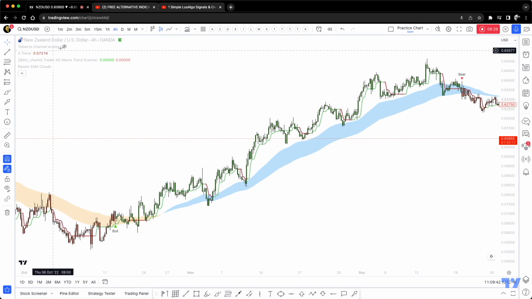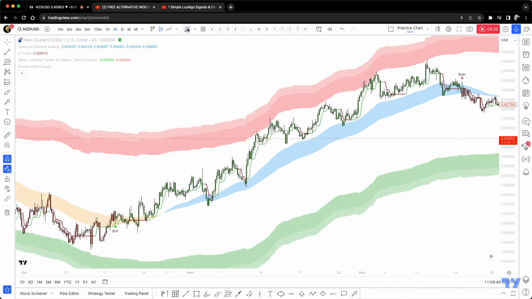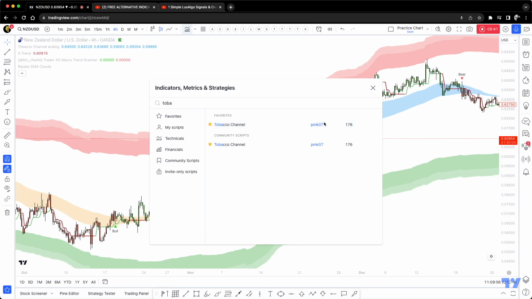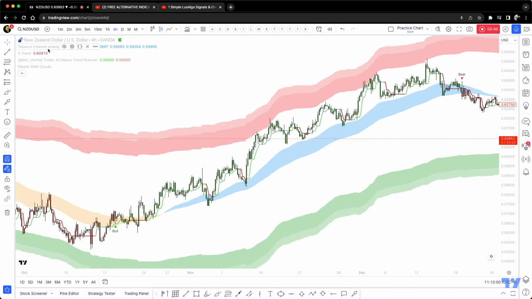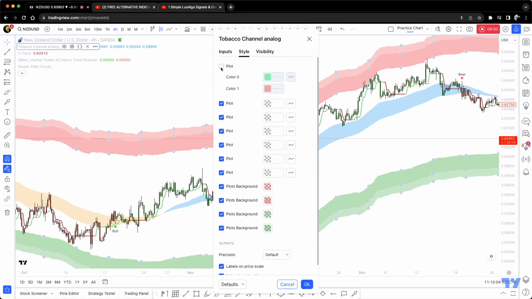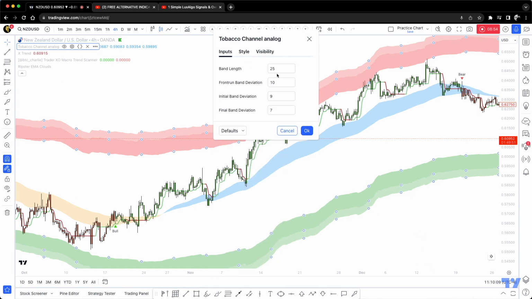Okay. Now the last indicator is the actual channels. So this is called Tobacco Channel, right? You go on TradingView indicators and you type in Tobacco Channel, right? This is the creator. You add it, you go on settings right there and you hide the plot. You don't need it, at least for his strategy. And then you go on inputs, and these are the settings that I'm currently using.